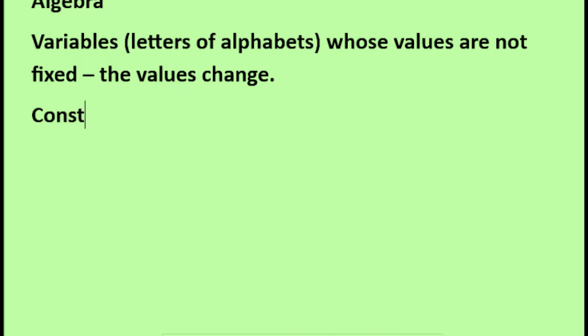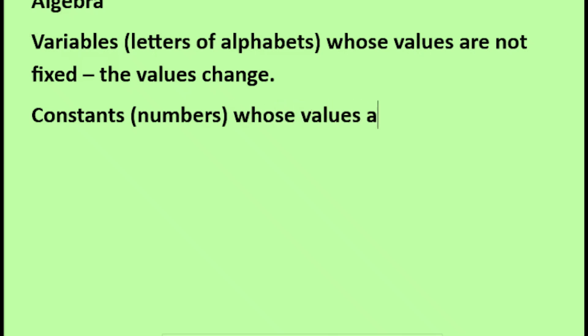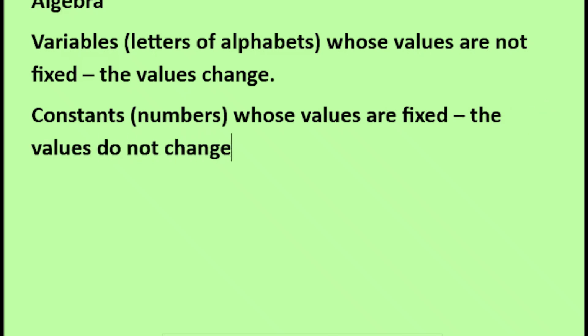Constants. Constants, in your case, they are numbers. Numbers, positive numbers, negative numbers, fractions, whose values do not change, whose values are fixed. So numbers whose values are fixed, they don't change. 5 is always 5. Tomorrow 5 will not become different. 2 is always the same. So that is a constant.